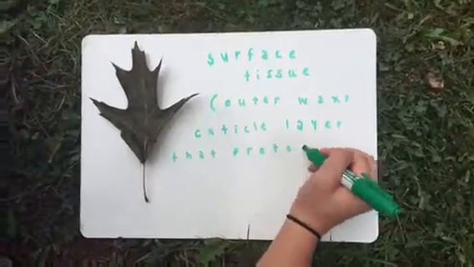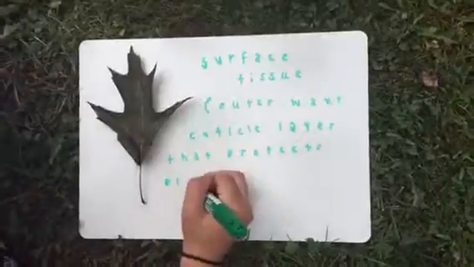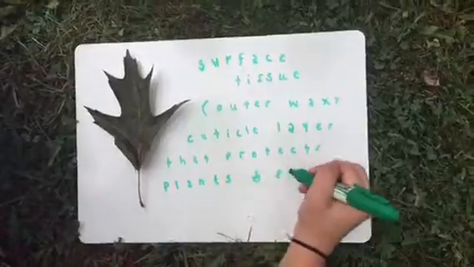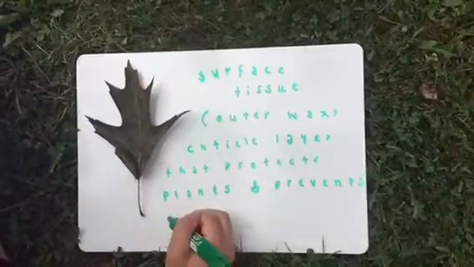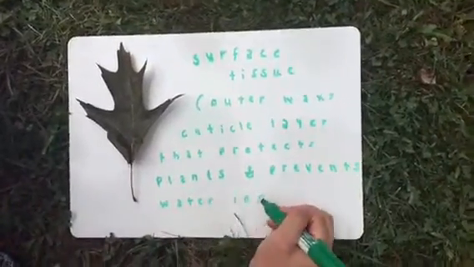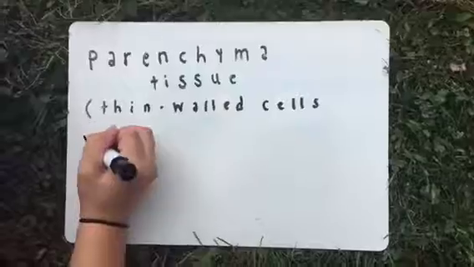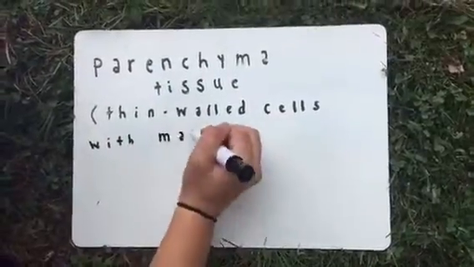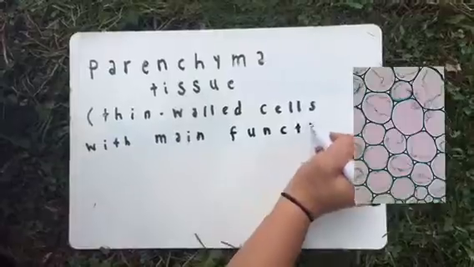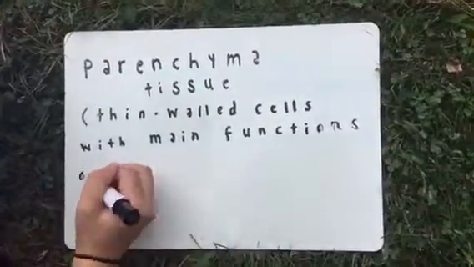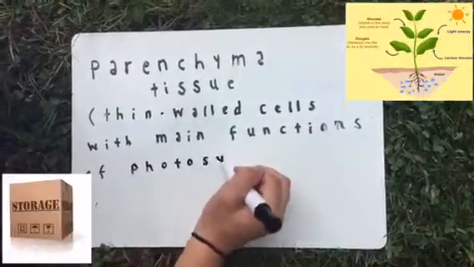The surface tissue is the outer waxy cuticle layer that protects the plant and prevents water loss. The parenchyma tissue is made up of thin-walled cells, and its main function is photosynthesis and storage.